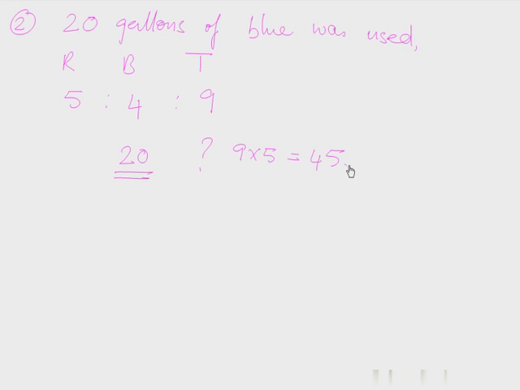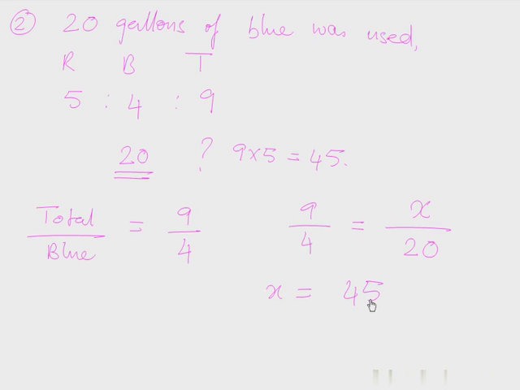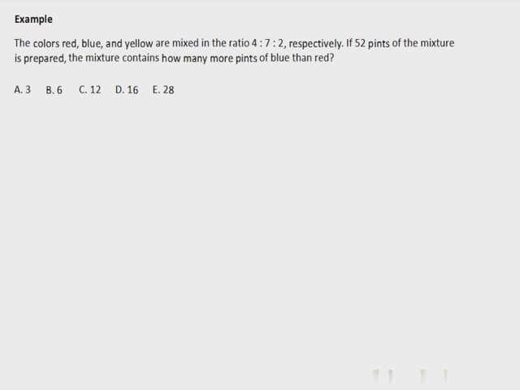The other way to do it would be ratio of total to blue is 9 over 4. So 9 over 4 is equal to what over 20. And I cross multiply and figure it out. X is equal to 45. So any way you want to set it up, you get an answer of 45.